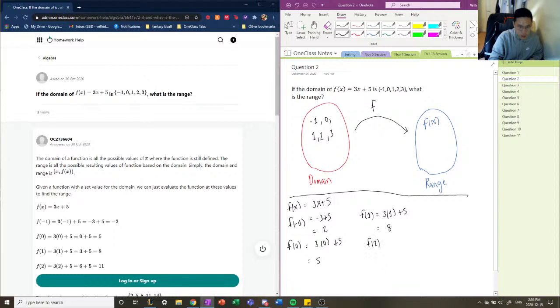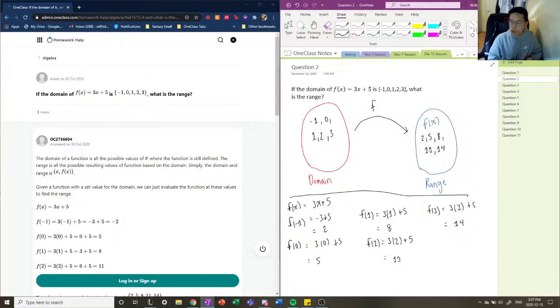And f of 2 equals 3 times 2 plus 5, which equals 11. And finally, f of 3 equals 3 times 3 plus 5, which equals 14. Okay, cool. So now we have found our range, and I'm just going to input it into our bubble here, which is 2, 5, 8, 11, and 14.